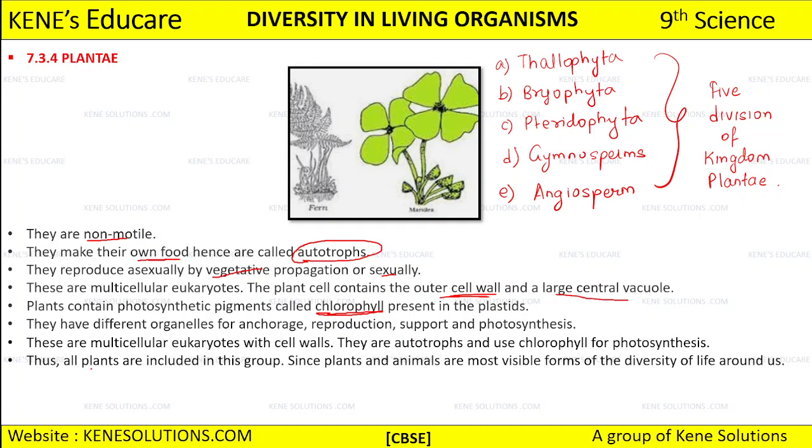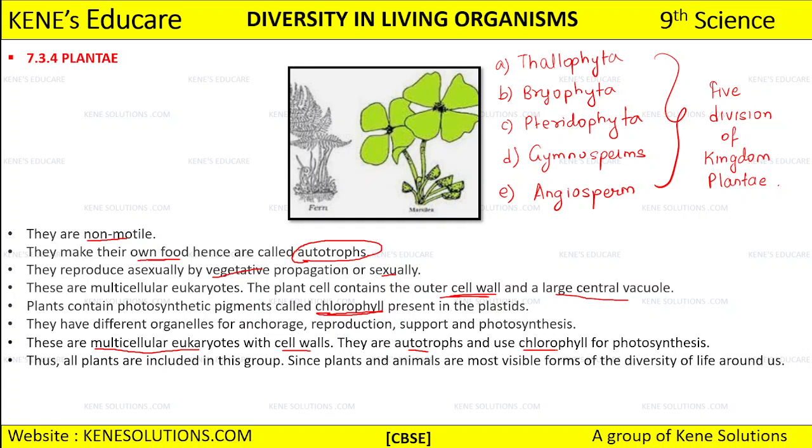Okay, so plants are multicellular eukaryotes with cell walls. What are plants? Plants are multicellular eukaryotes having cell walls, and they are autotrophs. Autotrophs means they make their own food, and that is why we call plants autotrophs. They use chlorophyll for photosynthesis.